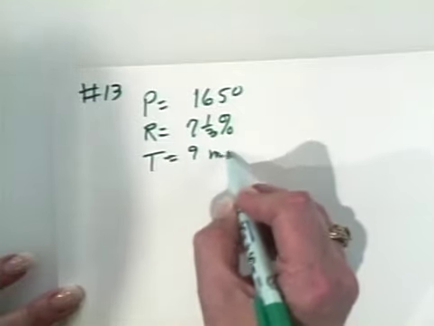The principal is, hold on, P equals 1,650. The interest is 7 1/3%, the rate, okay, and the time is 9 months. Okay, we do need to do this one.